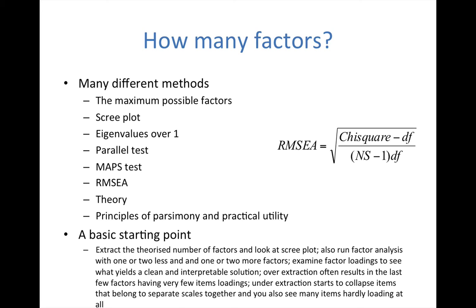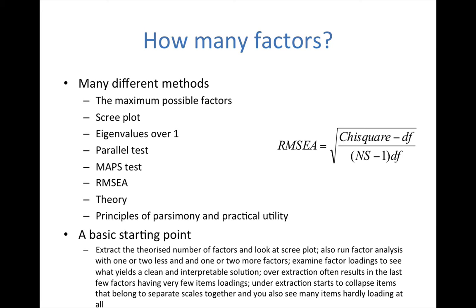Is this with the eigenvalues over 1? Yeah. The eigenvalues over 1 will generally extract probably too many on most tests. Like you hear people looking at a big 5 measure, and the eigenvalues over 1 will tell them, oh, there's 18 factors or something like that. You know, way too many, in my opinion.